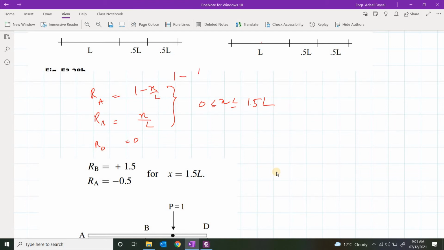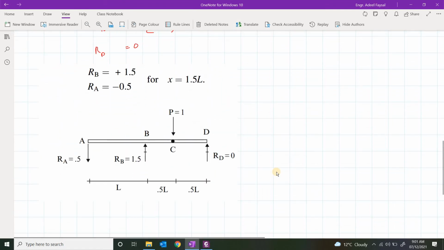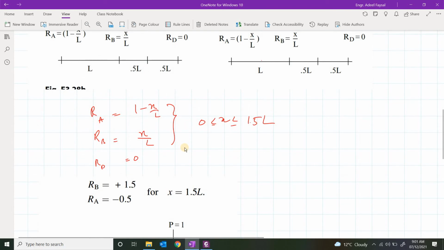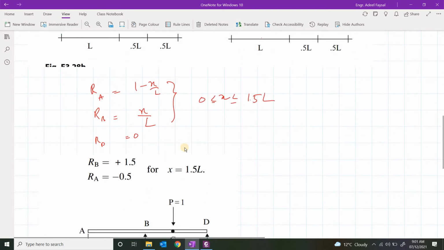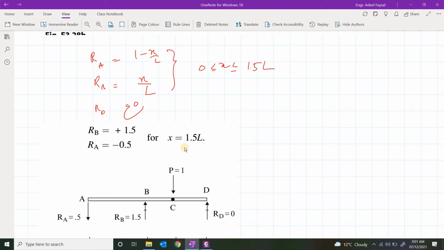Look, 1 minus. Okay, you're right. You should get minus 0.5, which means this. And when you put x equal to 1.5 L in this case, you should get what? 1.5. This is what you see over here. This is the extreme case of the previous range of values for x. And then RD would still be equal to 0, because if you put x equal to 1.5 L, your RD should still be equal to 0 as long as x remains within this range.